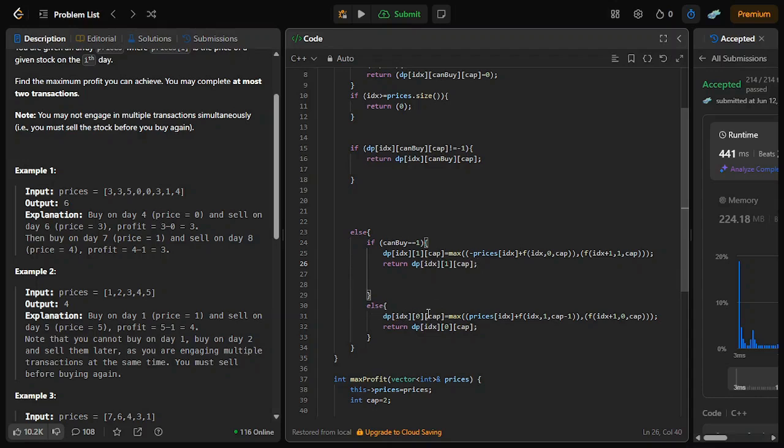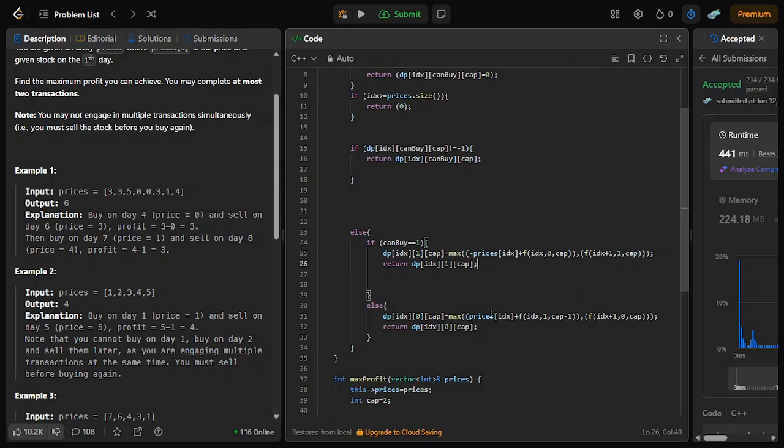Okay, so this quantity, we can obviously understand this very clearly by now, is the f index 0 cap, right? So the maximum profit that you can generate from the index day onwards, provided that you do not have a buying capability, and given that you have cap number of transactions remaining, is the maximum of these two values. Let's just again break this down.